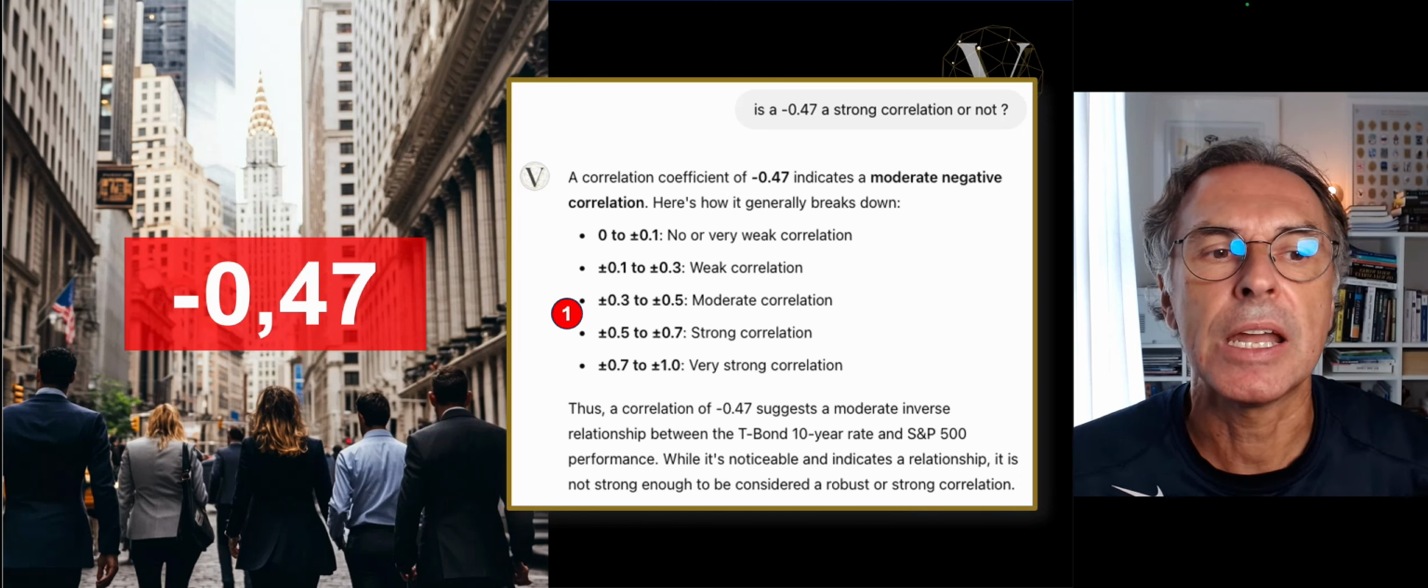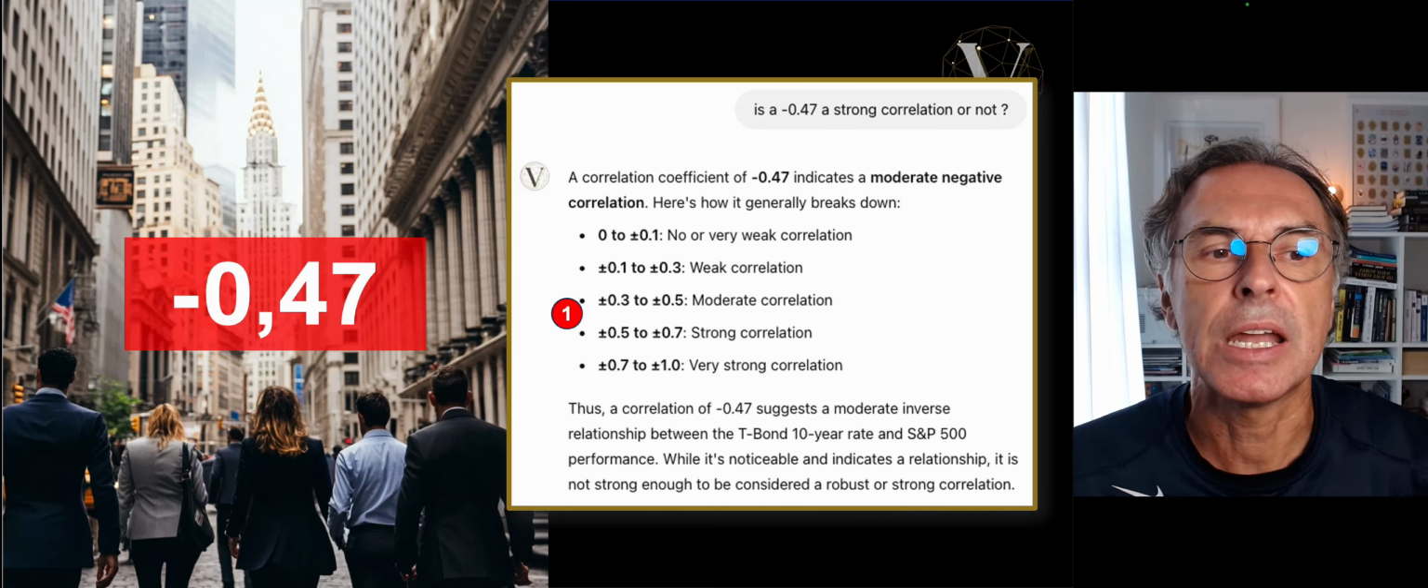So we are at the top of the moderate correlation and the start of a strong correlation between interest rates and the performance of the S&P 500. And this is now confirming the general statement that VingeGPT was making earlier, where it was saying, yes, there is a correlation. When interest rates decrease, equity markets tend to go up.